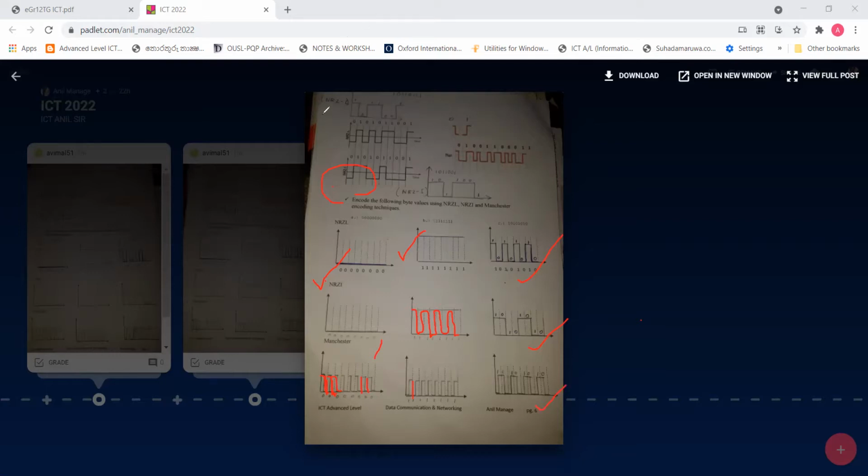Whose answer is this? I can't see whose it is. Saithuma's. Okay, I think you got that.